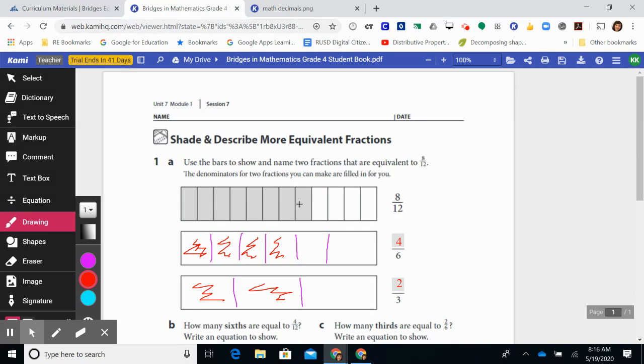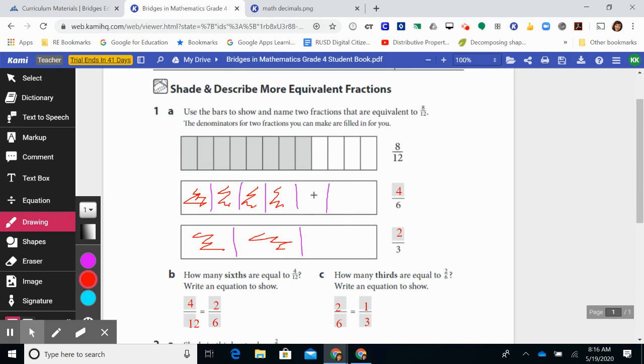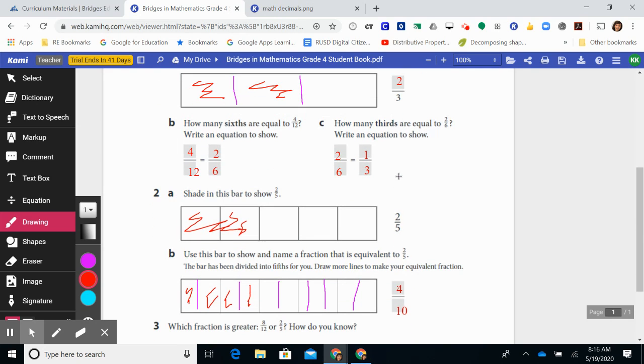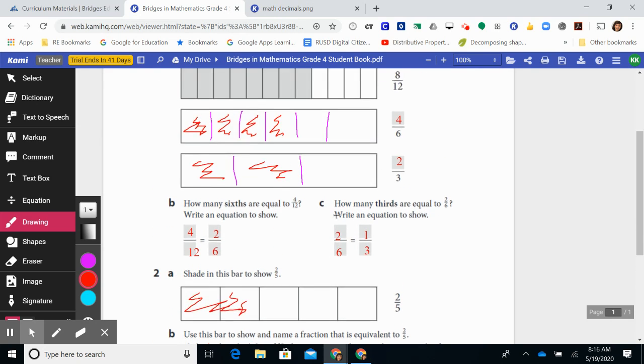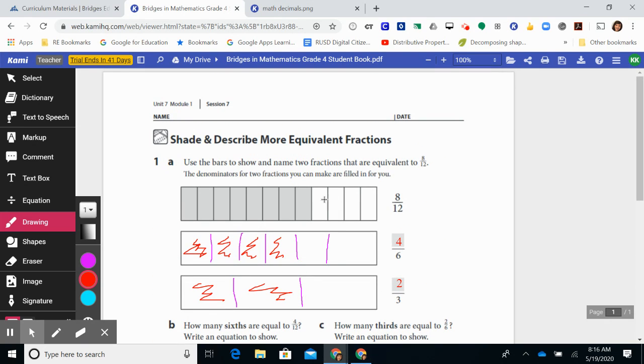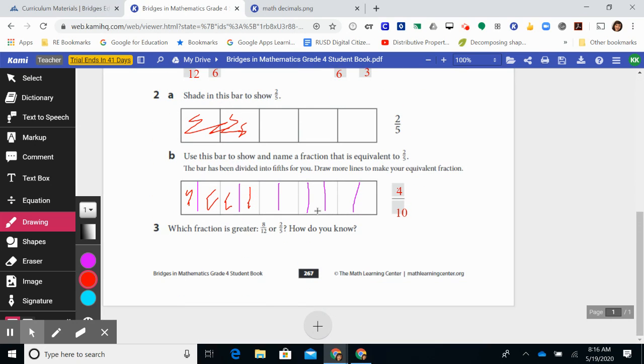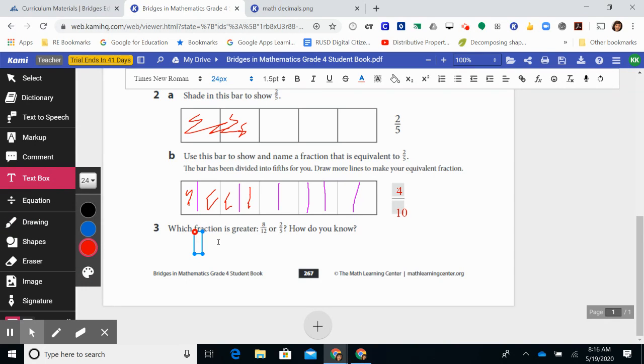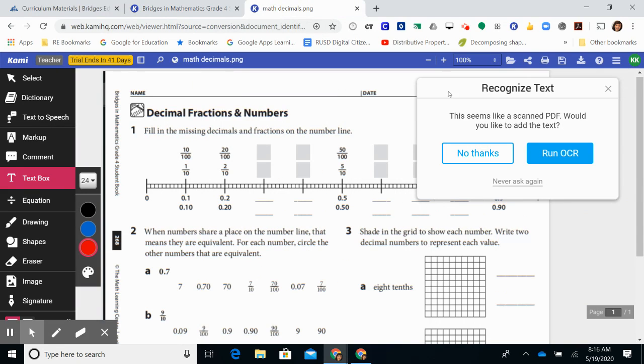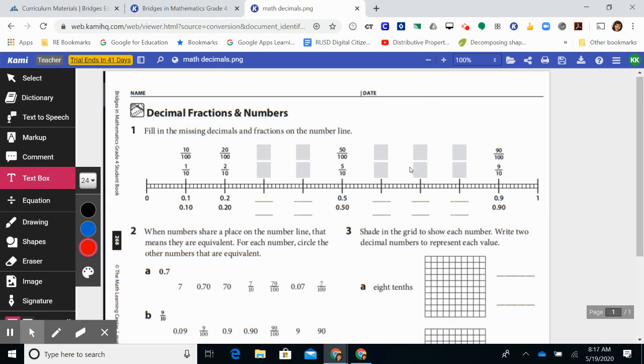These rectangles are the same distance, 8/12 here, 2/5 here. I know that 8/12 goes further in my rectangle, so it has more parts, so I know that 8/12 is greater. 8/12 is greater.